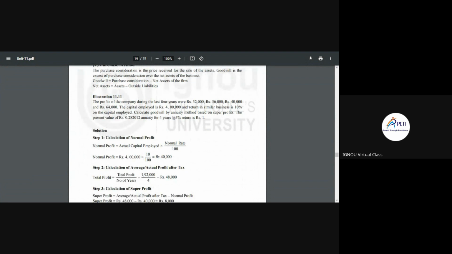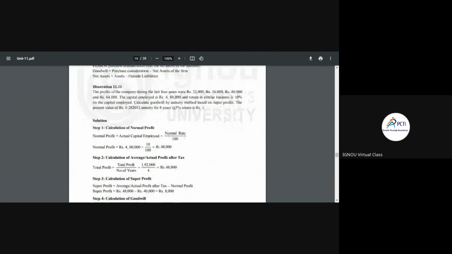The profits of the company during the last 4 years were 32,000, 56,000, 40,000, 64,000. The capital employed is 4 lakh, and the return in similar business is 10% on the capital employed. So you need to calculate goodwill by the annuity method based on super profit. The present value of rupees 0.282012 annuity for 4 years at 5% return of rupees 1.